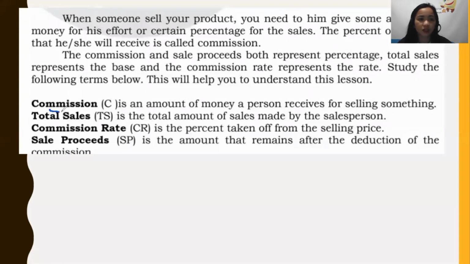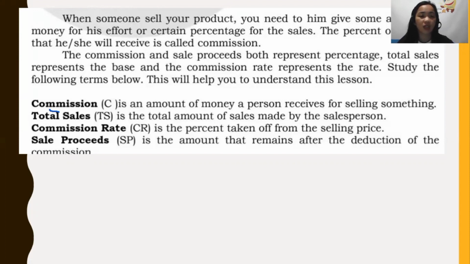So we have here commission, as we have said, is the amount of money a person receives for selling something. Example, may ibinebenta ako na kotse or ibebenta ko yung kotse ko. But there is a middleman. Merong tao na maghahanap ng bibili ng kotse mo. So that man will receive, kapag naibenta niya yung kotse mo, a commission. The amount of money na ibibigay mo dun sa tao na middleman is what we call commission.